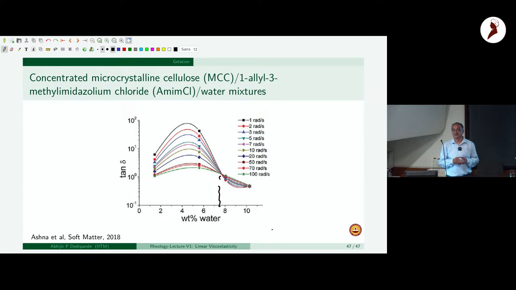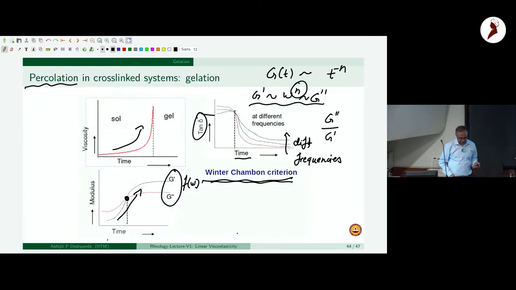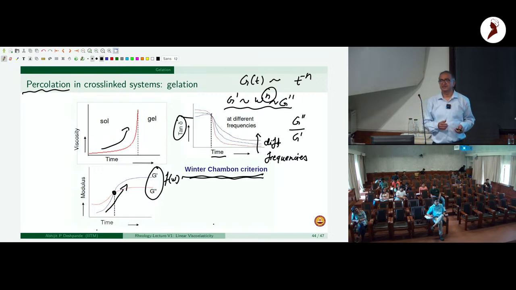Okay. In the previous slides where you have G prime, G double prime, where G prime crosses G double prime. In this case, you are looking at the kinetics and therefore the transition in a system as a function of time. Okay. So this point where the G prime crosses G double prime, is this the point where the network spans the whole system?